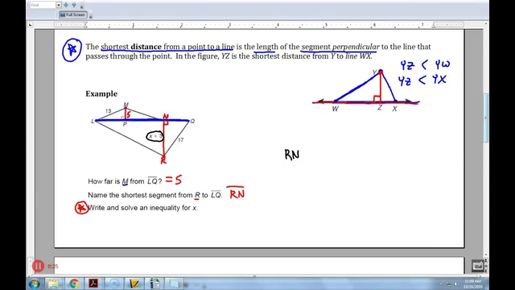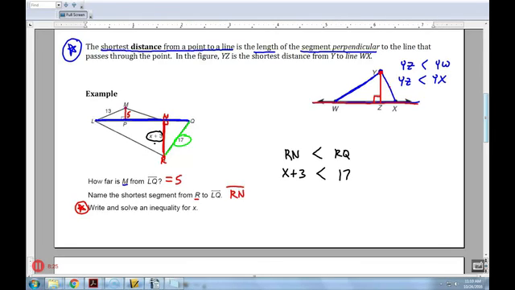I know that RN is the shortest way to get from R to line Q, but they give me a couple other options. They tell me that this is a length from R to line Q, but it's 17. So I know there's a relationship between these two expressions here. This one, x plus 3, has to be shorter, or less than the distance from R to Q, which is 17. I know that, because we defined it earlier. This has to be the shorter distance.